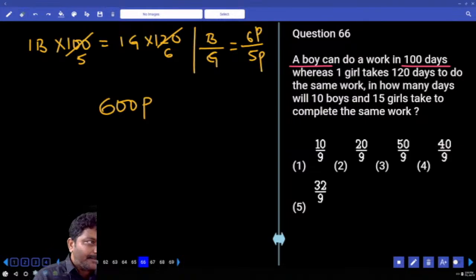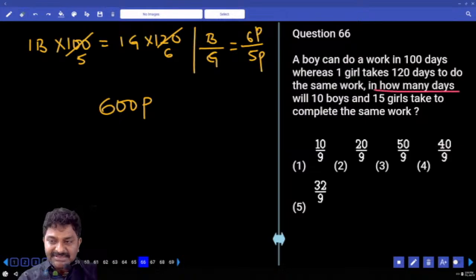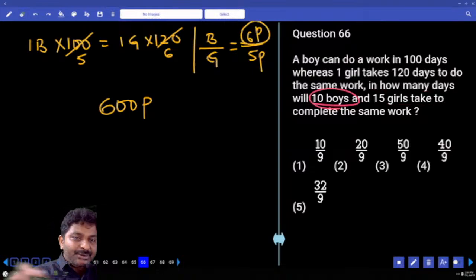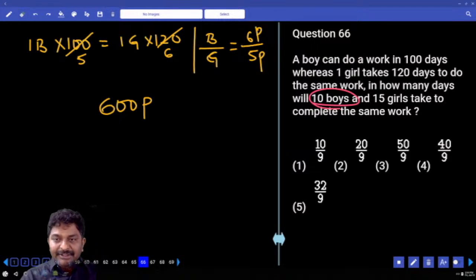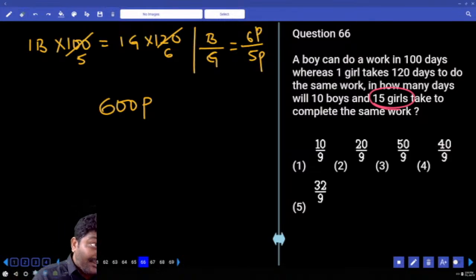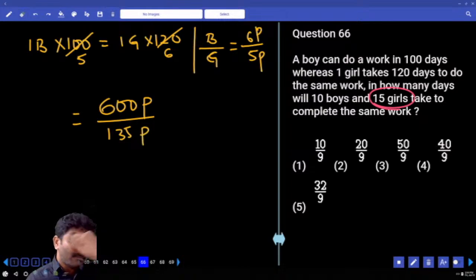This is the total work, correct? Now, in how many days can 10 boys and 15 girls together do it? 10 boys do 10 into 6, 60 parts. 15 girls do 15 into 5, 75 parts. 60 plus 75 is 135. Per day they will be doing 135 parts. Like that they have to complete 600 parts. Time taken is 600 divided by 135. Cancellation with 15 gives 40 by 9 days.